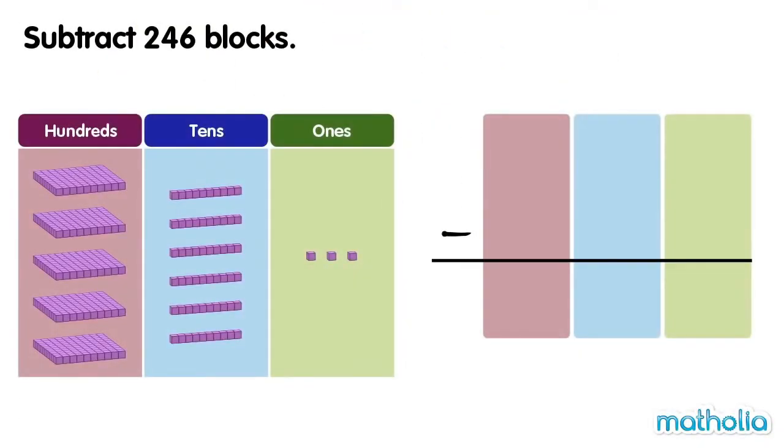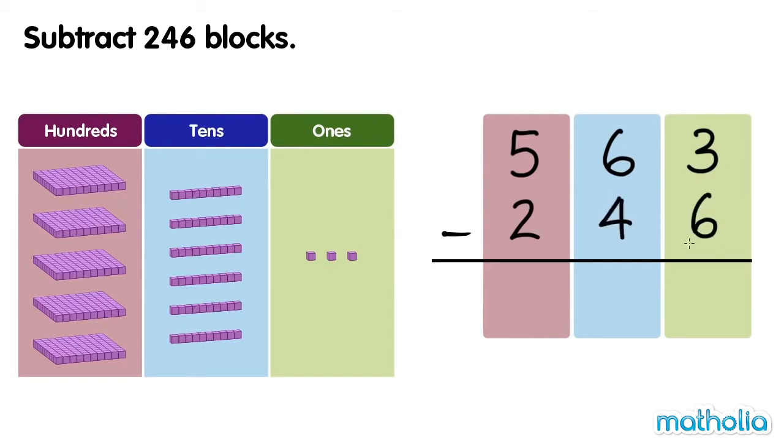Subtract 246 blocks. There are 563 blocks. We subtract 246 blocks. Let's start by subtracting the ones. We cannot subtract 6 ones from 3 ones. So we regroup 1 ten into 10 ones.